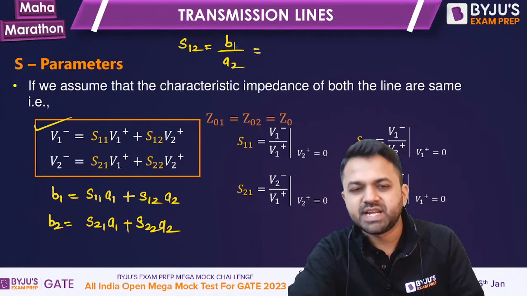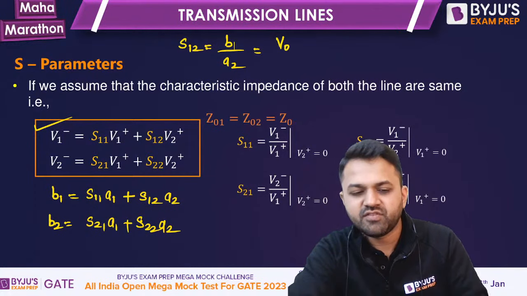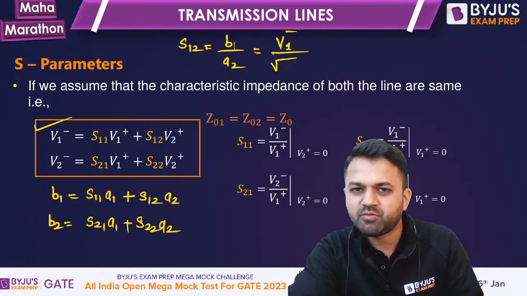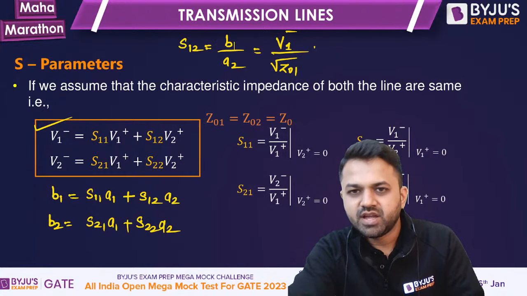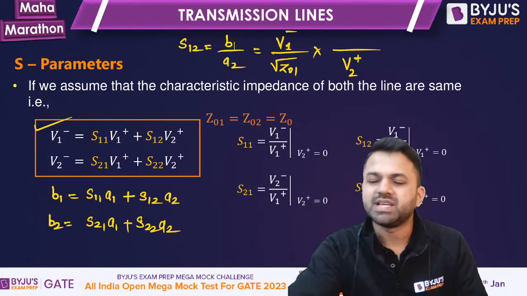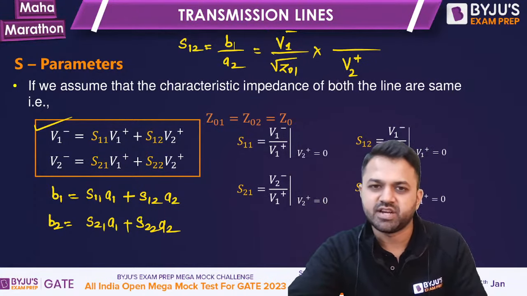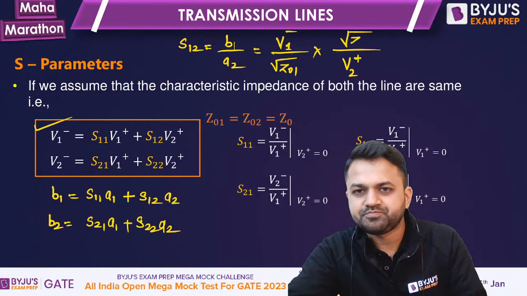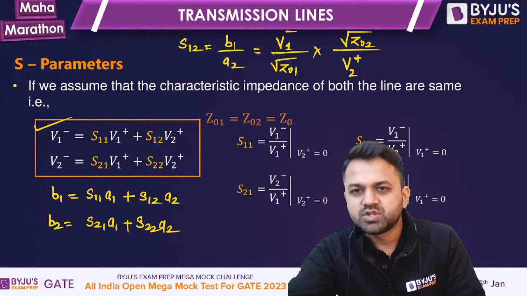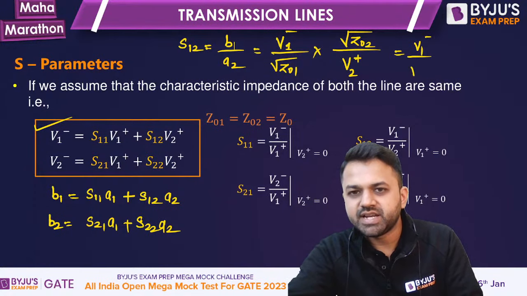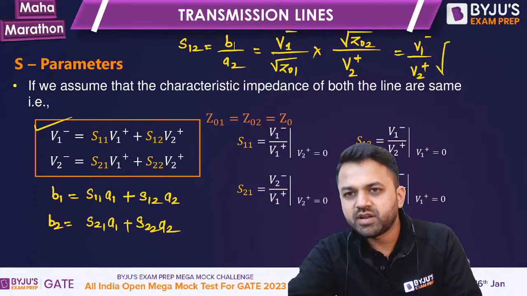So what is the normalized impedance in terms of voltage? This is the reflected wave at port number 1. So this is V1 minus, divided by the characteristic impedance of port number 1, which is Z01, into the incident wave. So what is the incident wave at port number 2? This is V2 plus. Plus shows the incident wave, minus shows the reflected wave. What is the characteristic impedance of port number 2? This is Z02. So we will get V1 minus divided by V2 plus, root over Z02 divided by Z01.